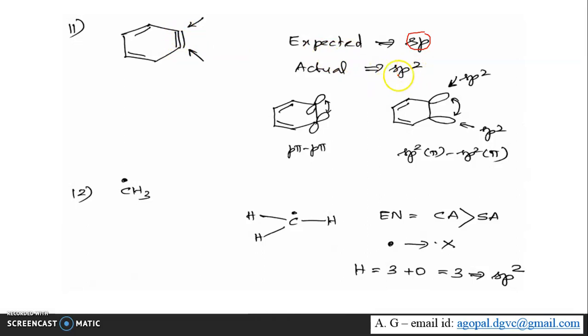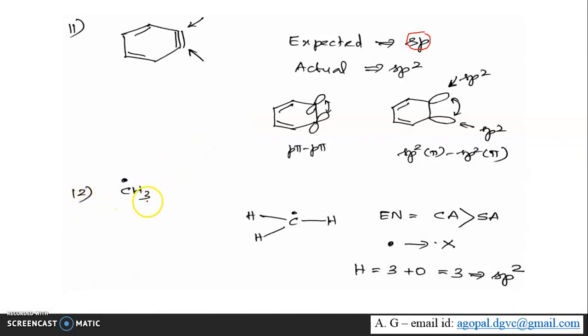Why is it sp2? Because in these two pi bonds, one pi bond is formed by p pi overlap. So this is the pi bond actually. The other pi bond is formed by sp2 overlap. Very clear. So here only one pi bond is a normal pi bond, the other pi bond is a special pi bond. So the hybridization is not sp, it is actually sp2. Right, this is one important exception you should keep in your mind.